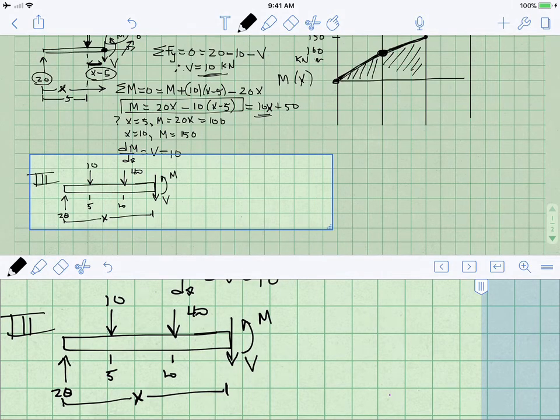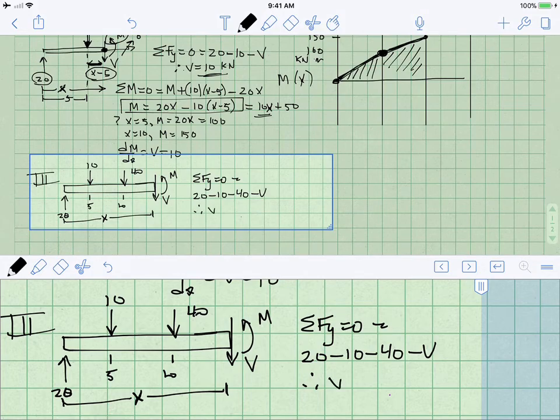So what do we do? We write the equations of equilibrium. We sum the forces in the y direction and set them equal to 0. That is equal to positive 20 minus 10 minus 40 minus shear. In order for this beam to be in equilibrium, shear must be minus 30 in order for this statement to be true.